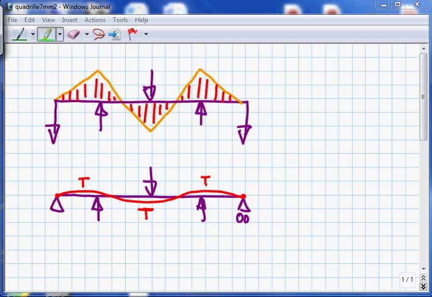And we can also see that there's a couple of key points where the bending moment diagram is zero, and they relate to the points on the deflected shape where the curvature changes in sign, or you can think of it as a point of contraflexion.